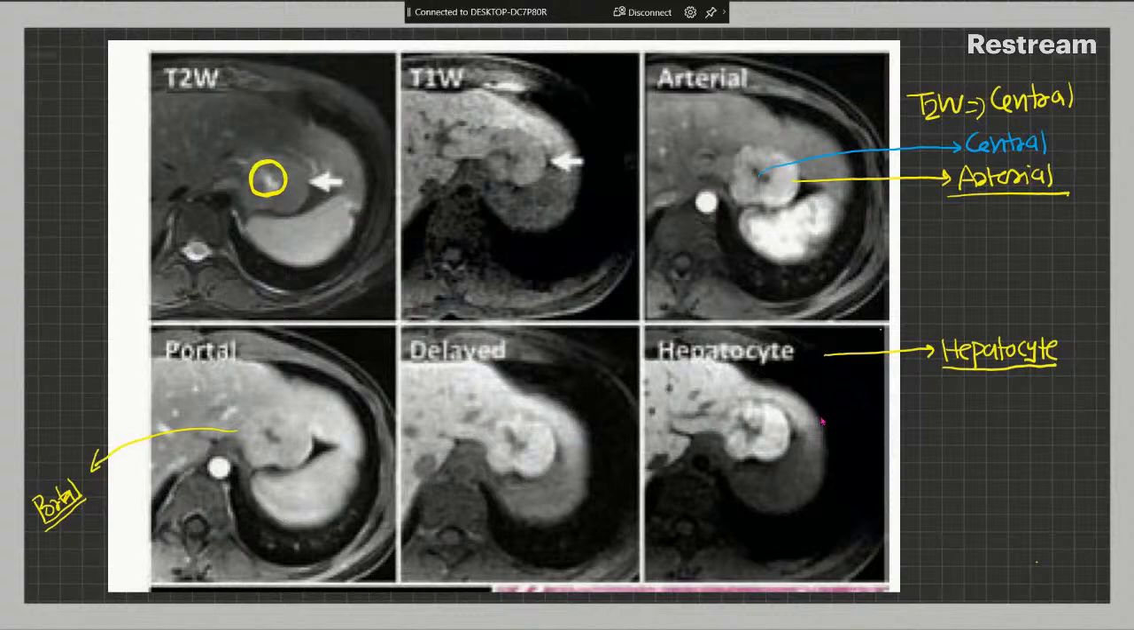Central scar, which is hyperintense. Hence, this is an arterial phase where the whole tumor is enhancing but the scar is not enhancing, that is the point. Sorry, and in the hepatocytic liver specific agent you see that the tumor enhances. This is what you have to differentiate from the adenoma.